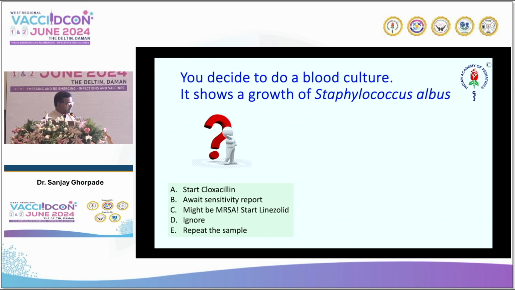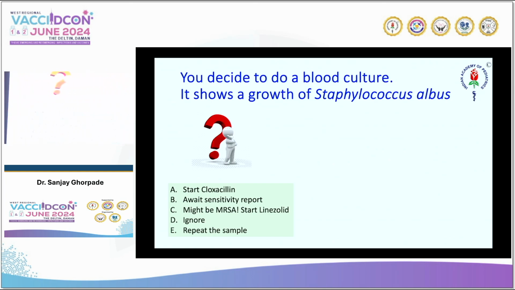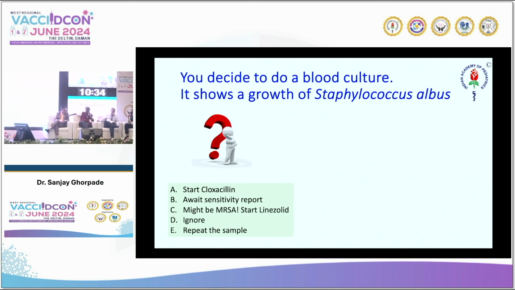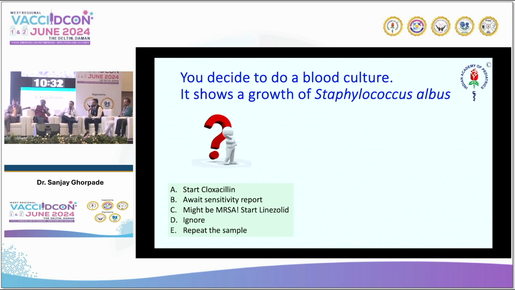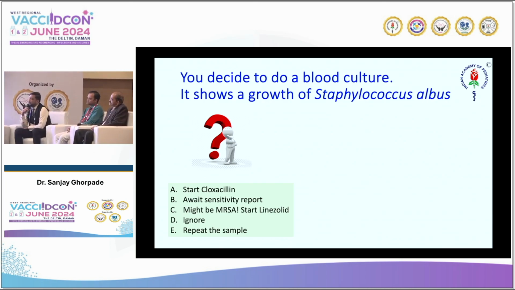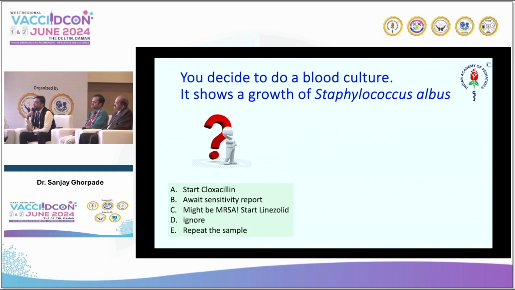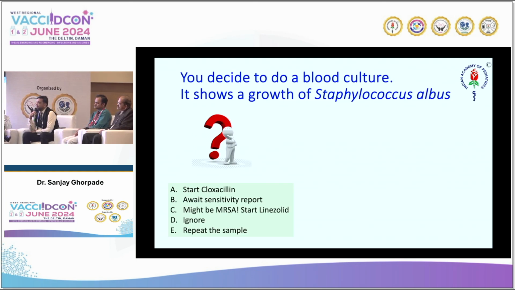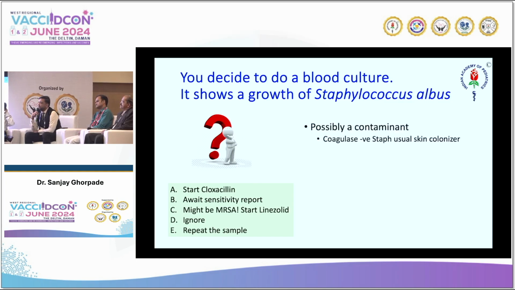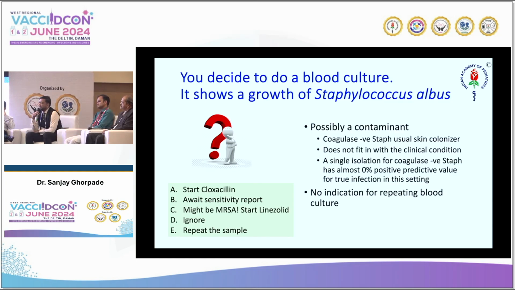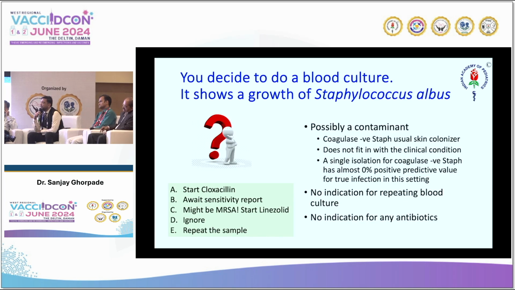So anytime we send a blood culture, we should have something in mind, which organisms we are suspecting. So when you get a culture report in your hand and you get an organism like Staphylococcus albus, you should think, is it correlating clinically with my case? Now Staphylococcus albus is a normal skin contaminant. It is usually found in the skin flora. And for this case, it is most probably a contaminant. It is usually a skin colonizer, and it is not a very specific organism where it should be treated.